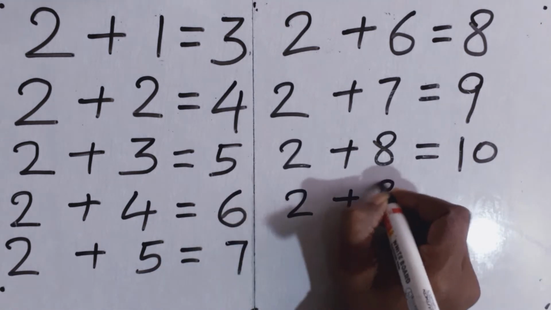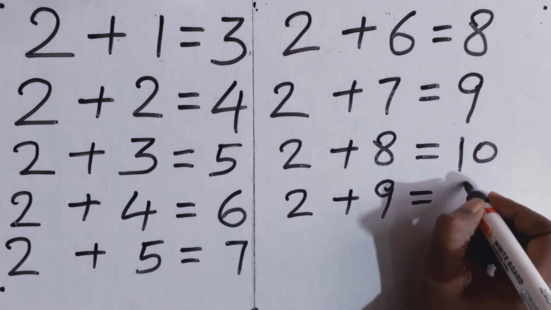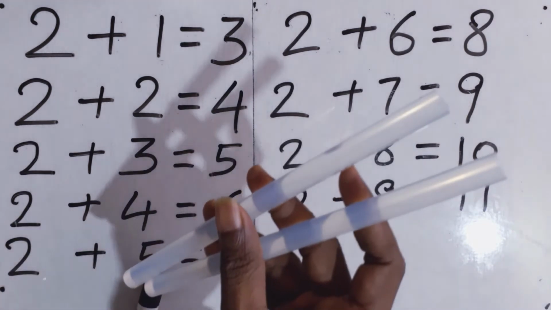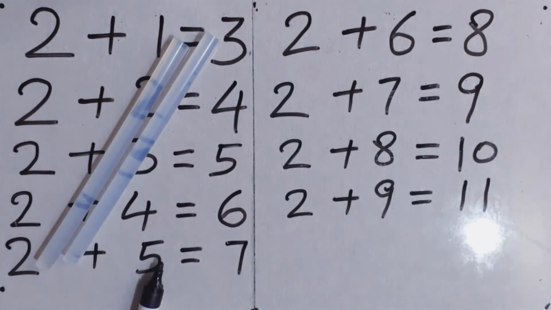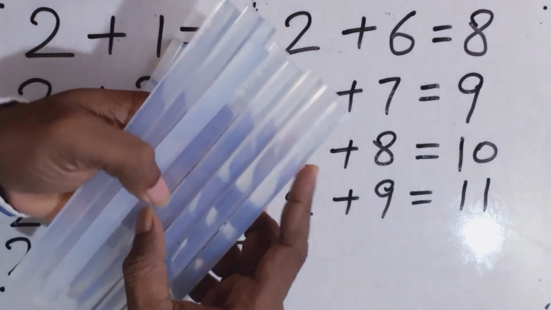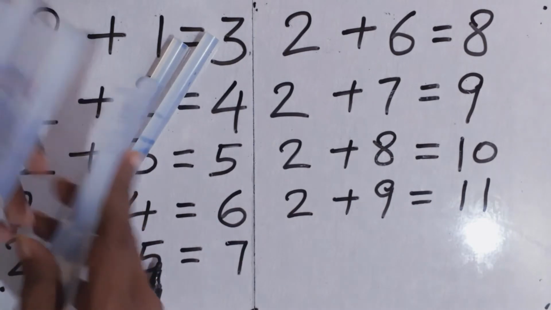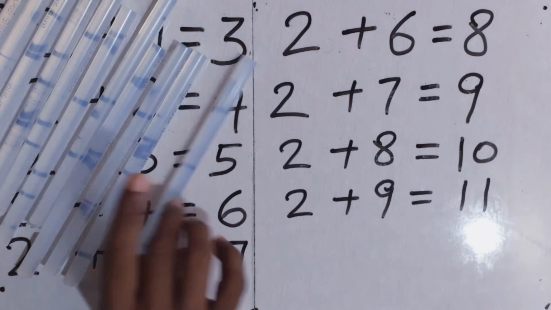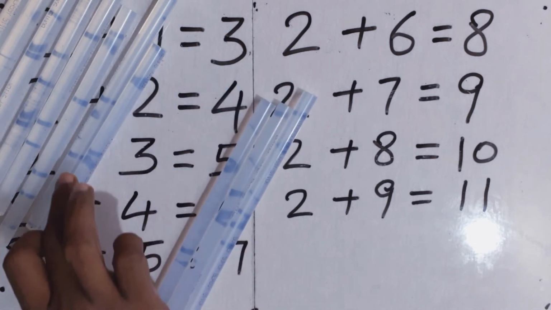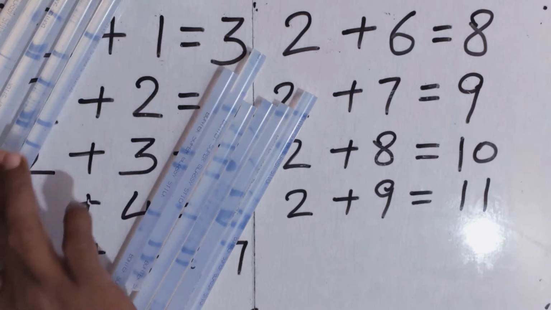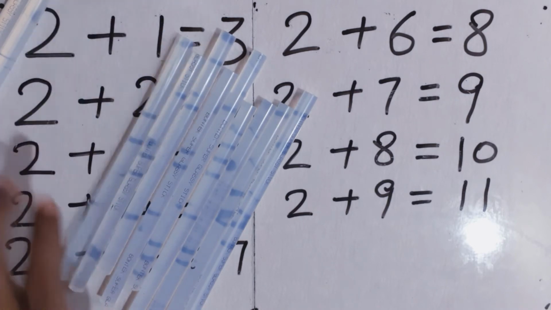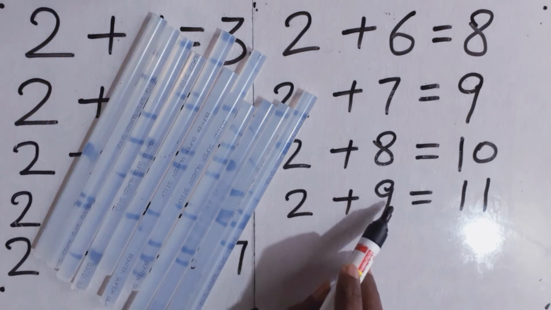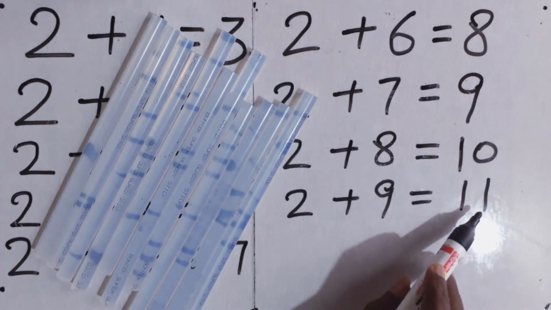2 plus 9 is equal to 11. These are 2 sticks and these are 9 sticks. Now you count total sticks. 2 plus 9. 1, 2, 3, 4, 5, 6, 7, 8, 9, 10, 11. 2 plus 9 is equal to 11.